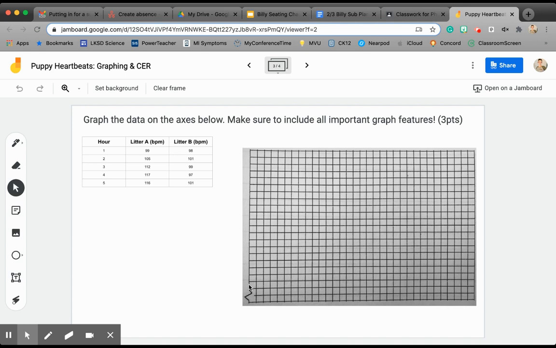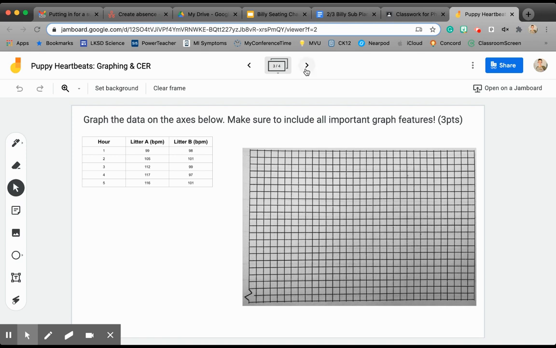So when you start your y-axis here, you can start it now at 95. You don't have to go from 0. You skip and then start at 95 and then find a scale that will match the rest of the graph.